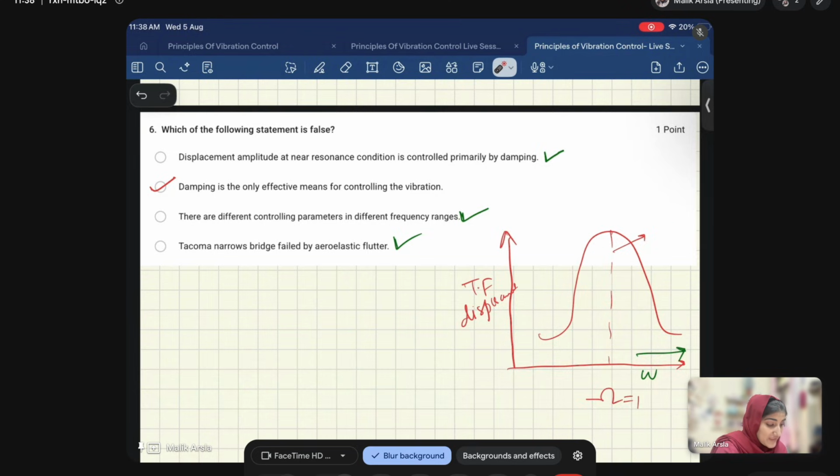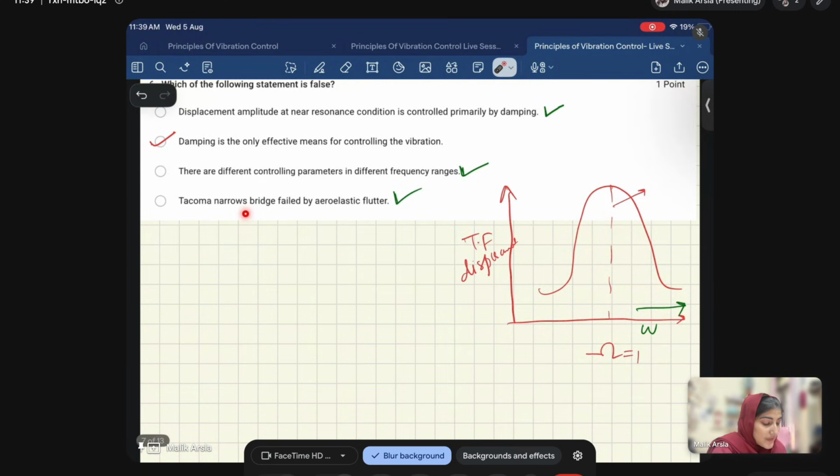Second is, damping is the only effective means for controlling the vibration, which is incorrect, because we have seen that we can control the stiffness parameter or the mass inertia parameters, or even try to isolate the system. So there are various methods of effectively controlling the vibration, not just damping. So this statement is false. Okay, the third statement is, there are different controlling parameters in different frequency ranges, which is correct, as we have seen here also.